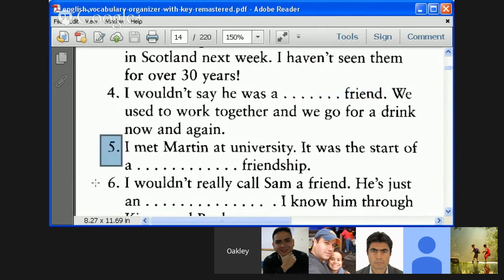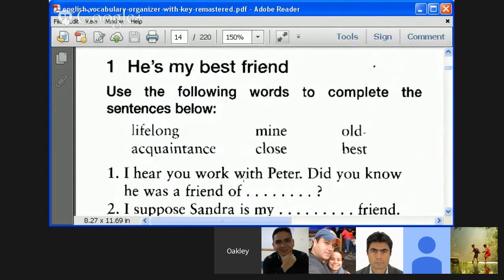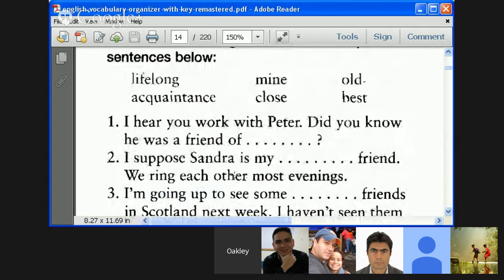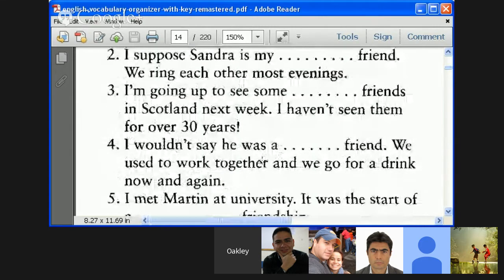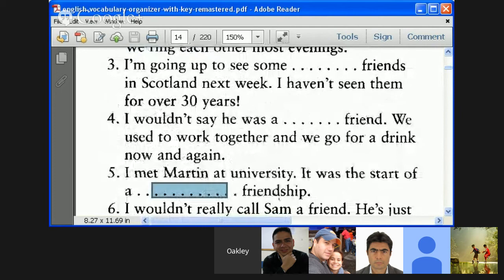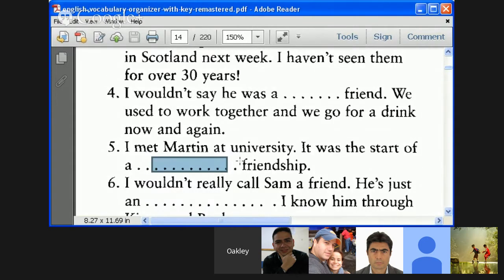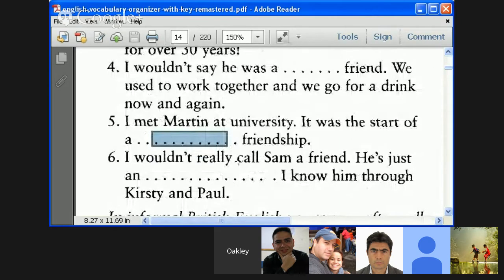Abimelech, number 5. I met Martin at university. It was the start of a lifelong friendship. Okay, a long, long friendship. Of course, nobody makes friends from the day they were born, I suppose, except with their father, hopefully. So it's a bit of an exaggeration, but of course, it means somebody we've been friends with for a very long time, an old friend you're still friends with, still close, would be a lifelong friendship.